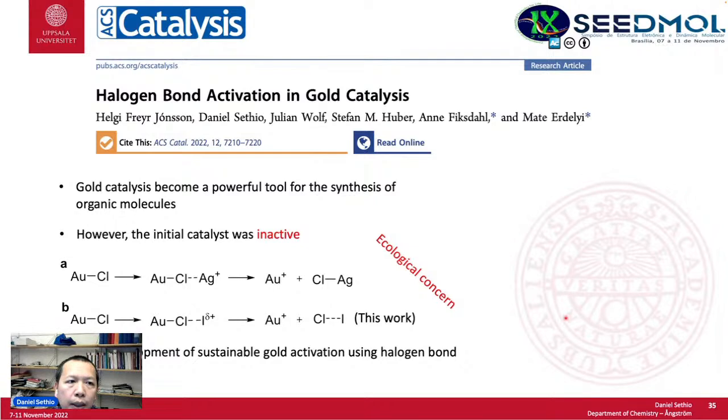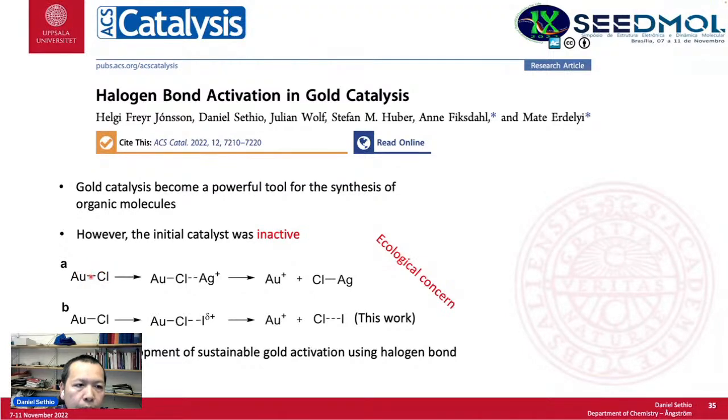And the last study, we would like to use this halogen bond donor in the activation of gold catalysis. As we know, gold catalysis has become a powerful tool for synthetic organic molecules. However, the initial gold catalyst, which contains chlorine, is inactive.